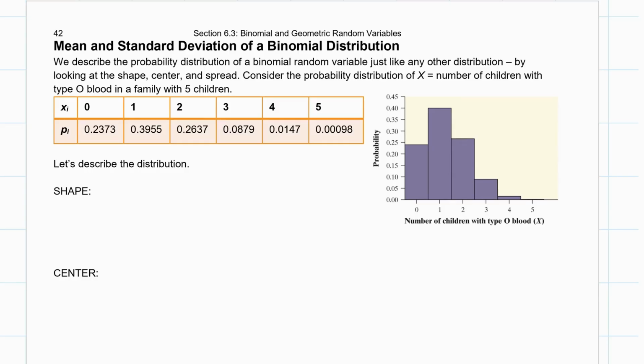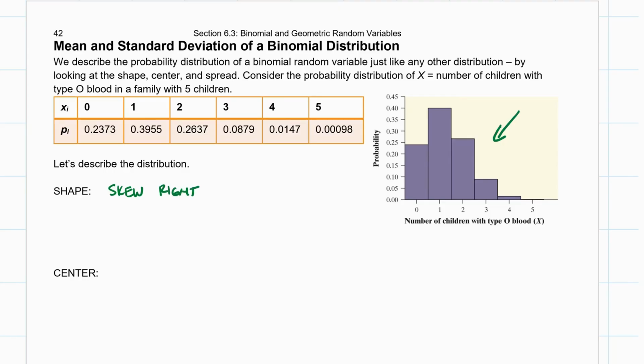Let's talk about the mean and the standard deviation of the binomial distribution. We had explored this particular binomial situation before, a family of five. Each kid has the probability of 0.25 of having type O blood, and we have these particular probabilities associated with each of the values that the random variable takes on. We can see by looking at this histogram that the shape of the distribution is, in this case, skew right with that tail on the right-hand side.